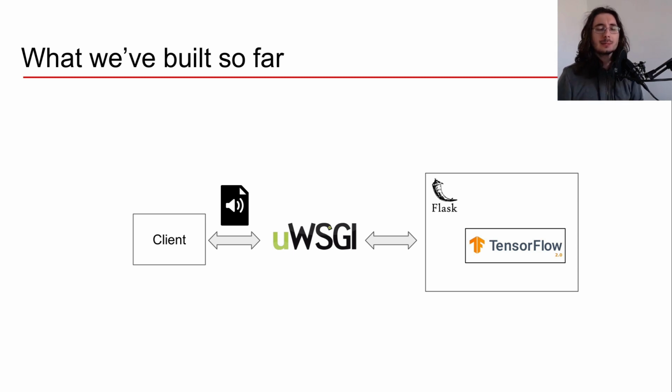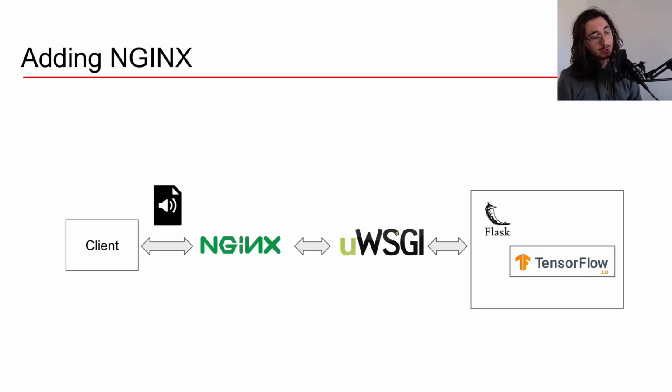Good. So last time we said that UWSGI is a very capable application server, but in a production environment, we want to use a good HTTP server like NGINX. And so this is what we are going to be doing today as the first step. So we'll be adding NGINX in front of UWSGI.